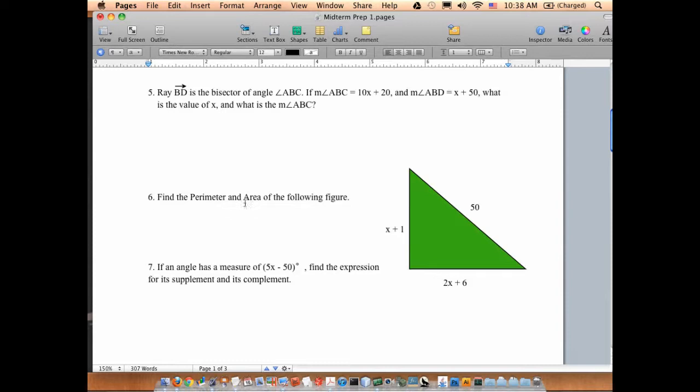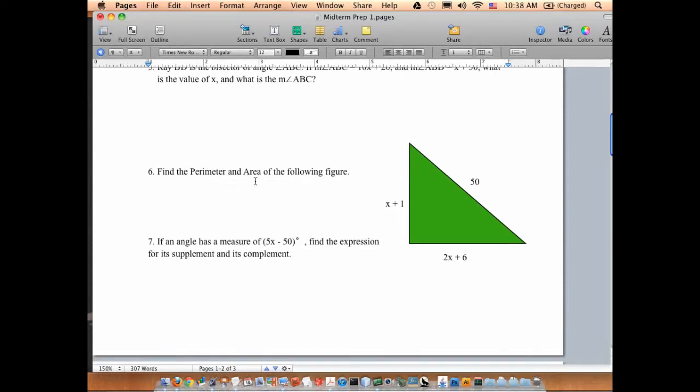Okay. Now, find the perimeter and the area of the following figure. What is a perimeter? A perimeter is what? A plus B plus C. I see what you're saying, for a triangle with all sides A, B, C. But what is a perimeter? Just give me a sentence. Distance around. It's the distance around the object.